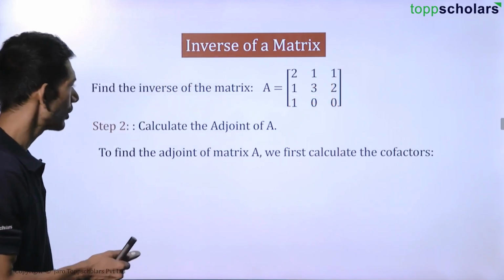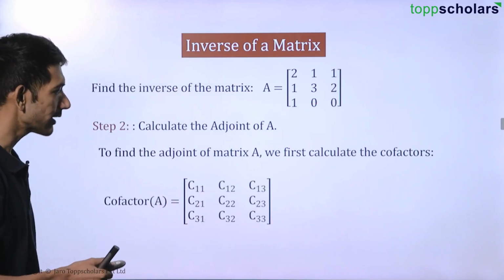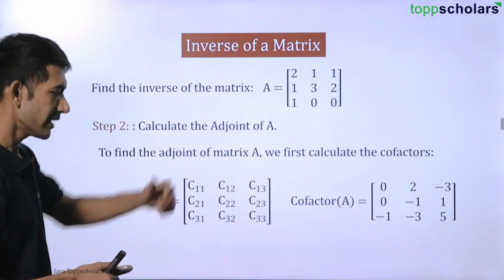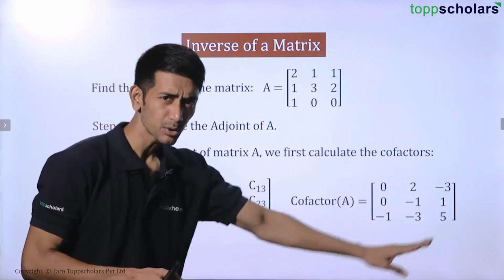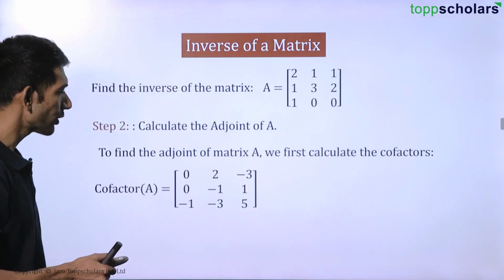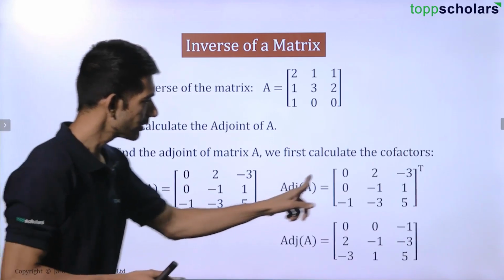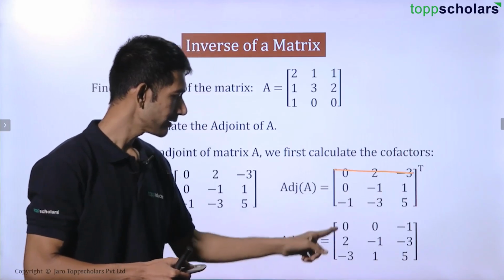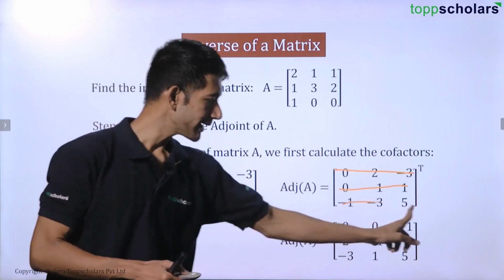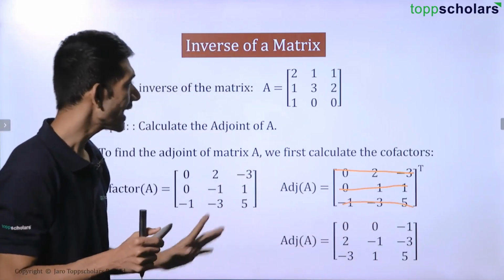Correct? Okay. We first calculate the cofactors. That means we are going to find out the cofactor matrix. Put everything here. So that is your cofactor matrix. If you recall the previous slide, you have just put the values here. Now take the transpose. So transpose means what? Row will become column, right? So see, this row 0, 2, -3 comes in the first column. 0, -1, 1 comes in the second column. -1, -3, 5 comes in the third column. And in this way, you can find out the adjoint.